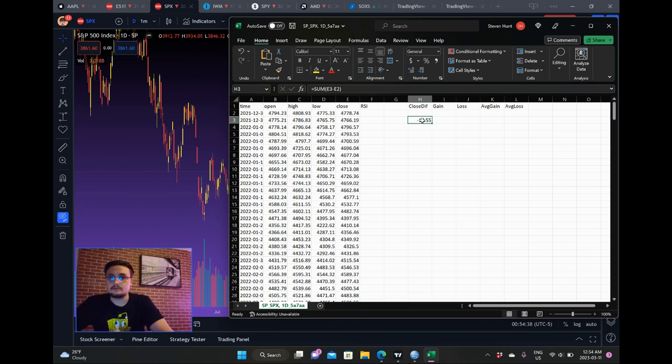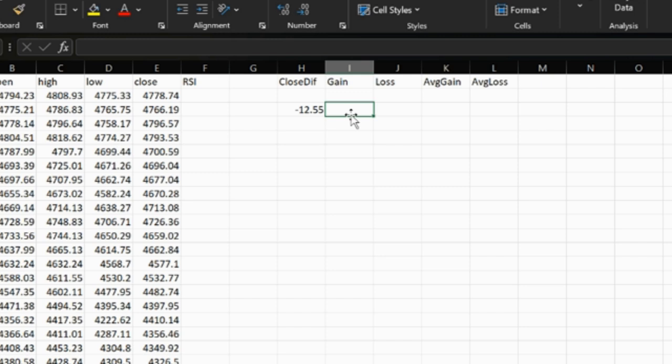And it's really easy to know whether there was a gain or a loss because if it's negative, it's losing. If it's positive, it's gaining, right? So we need to tell Excel whenever it's a negative, it's a loss, but we need it to be expressed in a positive form so that we can average it, okay? And whenever it's a positive number, it's a gain. So to do that, if you remember from the previous video, we have to use the IF function, okay?